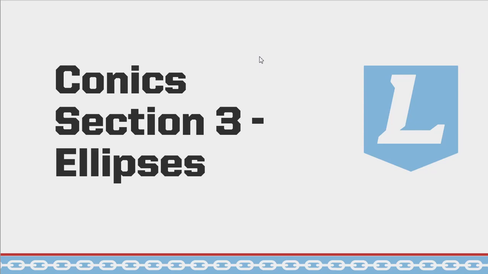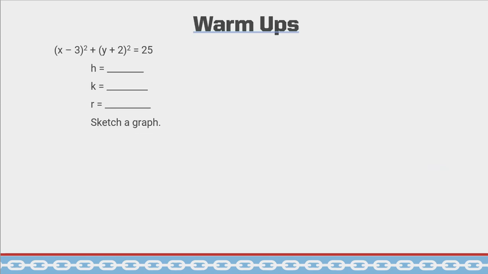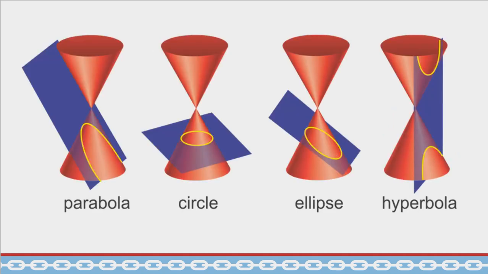Looking at our last section on conics, we are looking at ellipses, or an ellipse. So again, we're going to have similarities to yesterday's lesson on circles. It's going to be circles plus a little more.